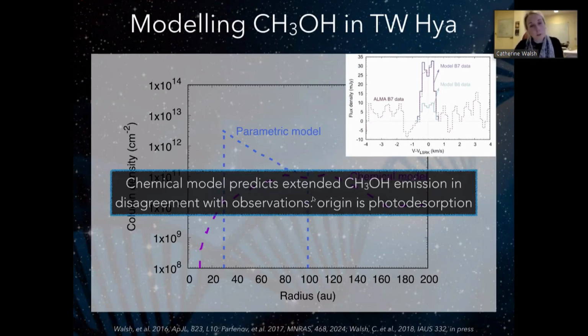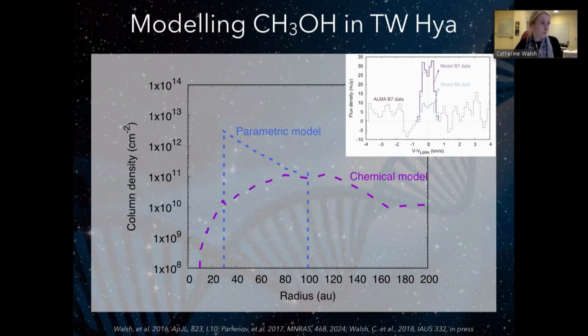And the chemical origin that we need in the models to reproduce the methanol, at least in the outer disk, is photodesorption, the interaction of UV photons with the ice. The other interesting thing about this distribution is that it appears to peak around about where we know the CO snow line to be in TW Hydra.